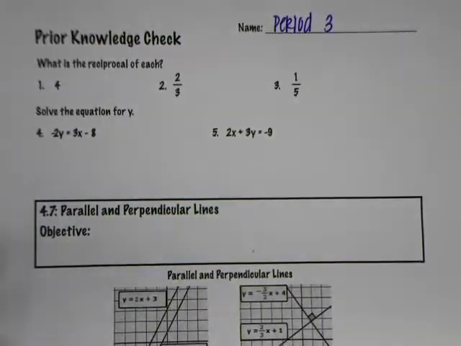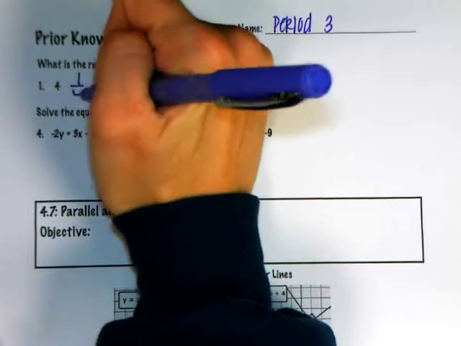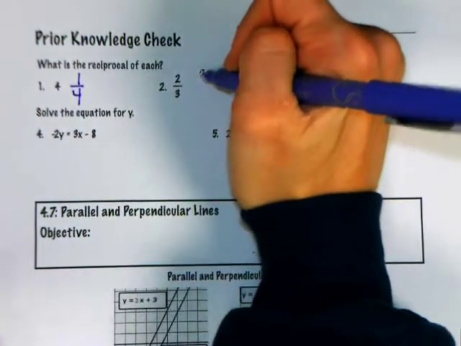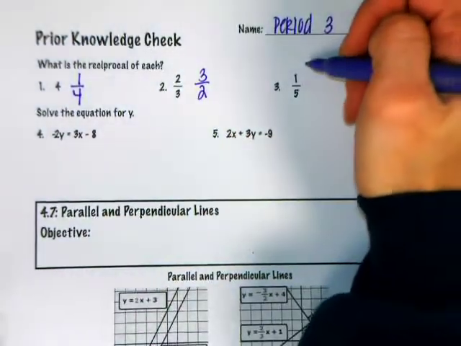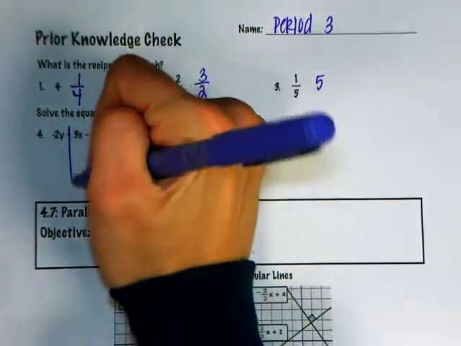All right, so what is the reciprocal of 4? 1/4, yep. 2/3? 1/5? Mm-hmm. All right, so now solving for y, so what do I have to do to get the y by itself?